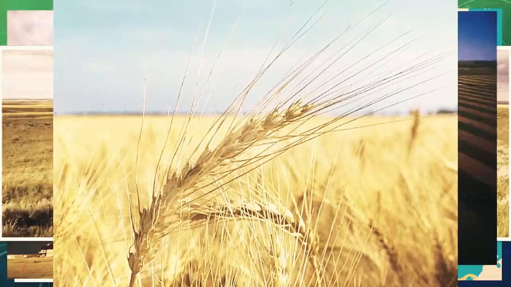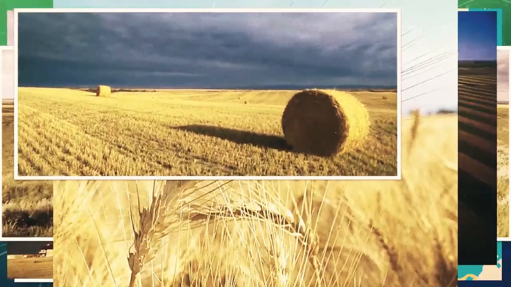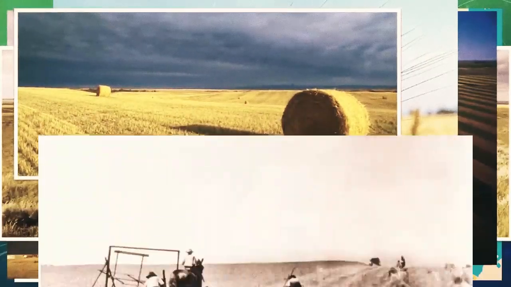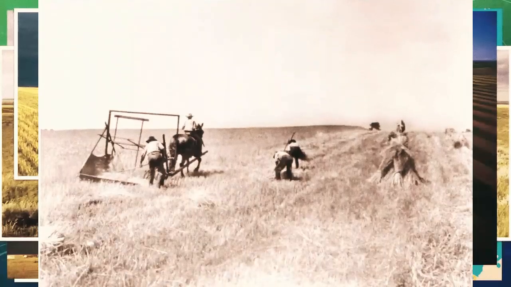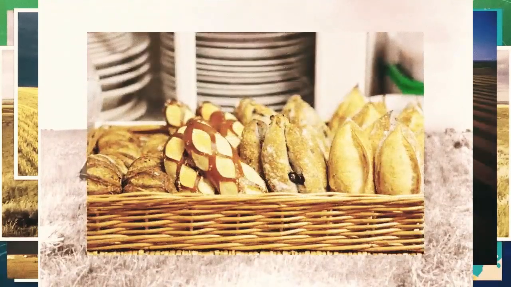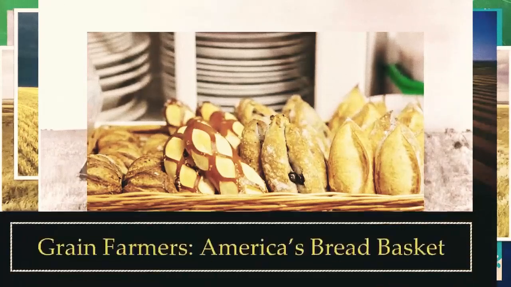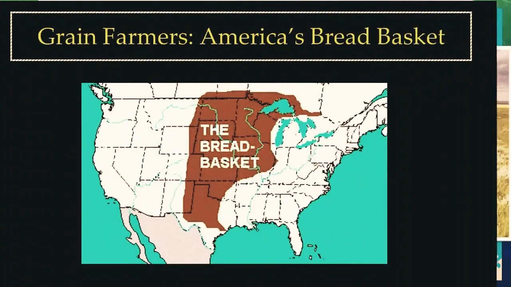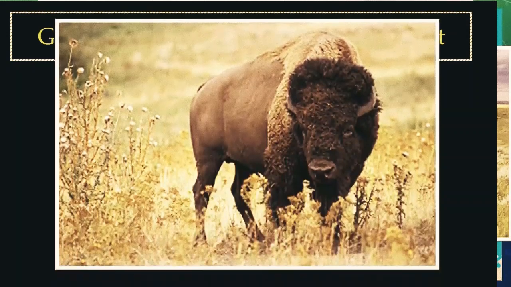And one of the major crops grown in the Great Plains is wheat. Wheat farmers have been growing wheat out here for hundreds of years. It's no wonder that this area is called America's breadbasket. Have you drawn a wheat field in your passport yet? If so, now is the time.